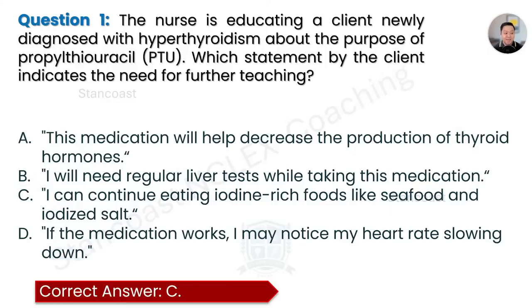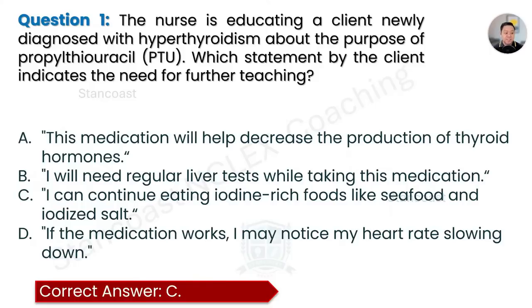For letter B, again, another incorrect answer here. This statement reflects an accurate understanding of the medication's side effects and necessary precautions. Recalling that PTU has been associated with hepatotoxicity, including the potential for severe liver injury, regular monitoring of liver function through blood tests such as the ALT, AST, and bilirubin levels is essential during the treatment to detect liver damage early.